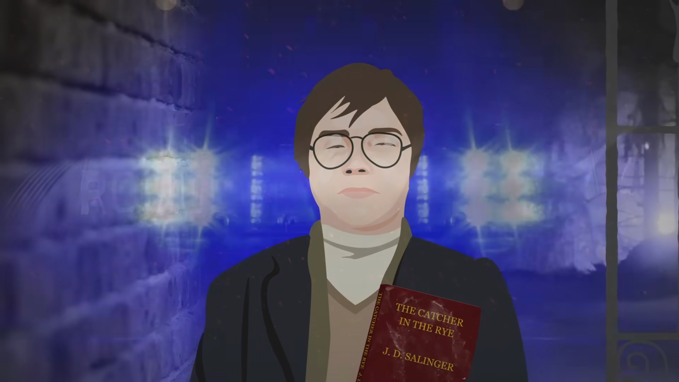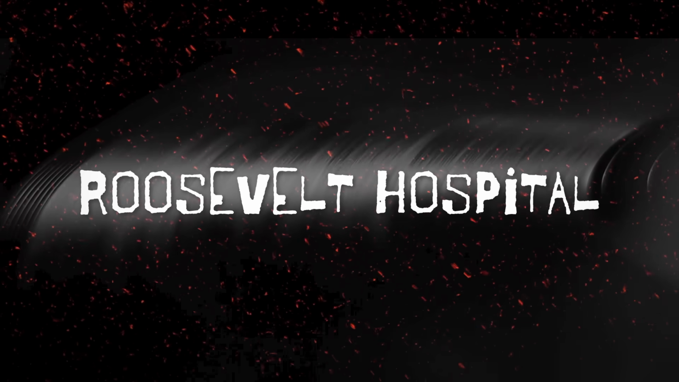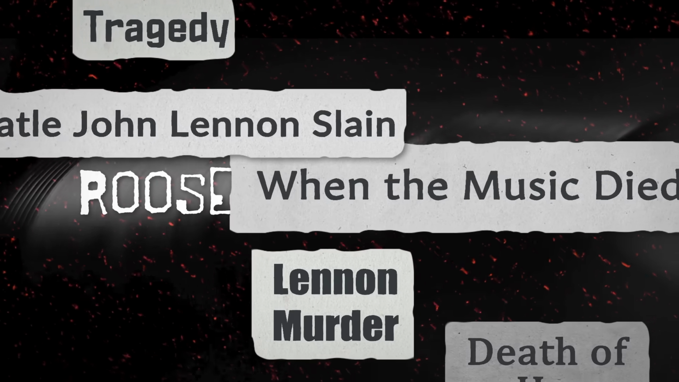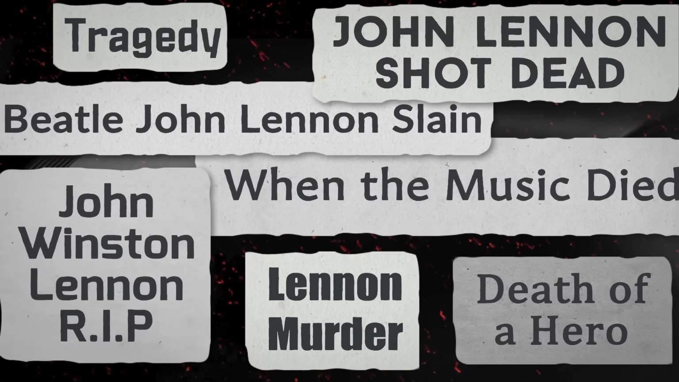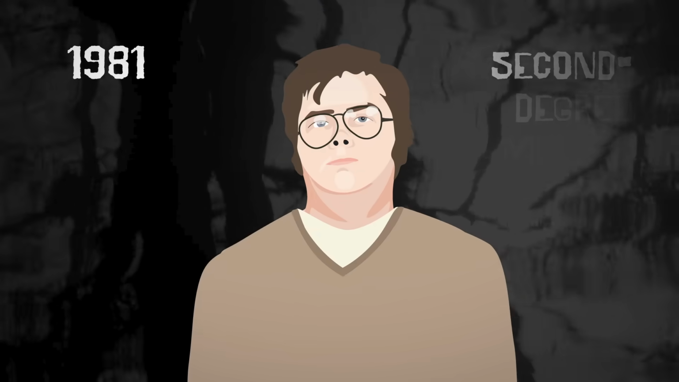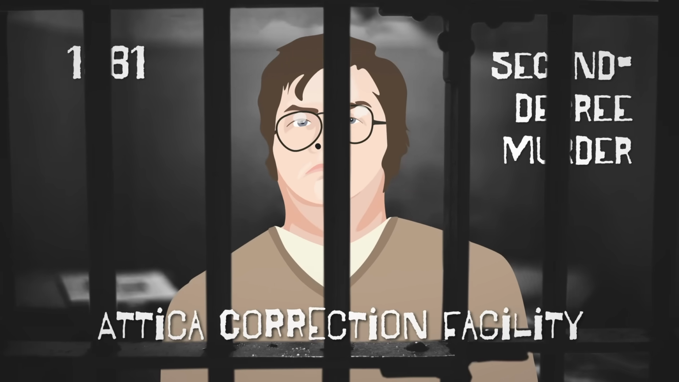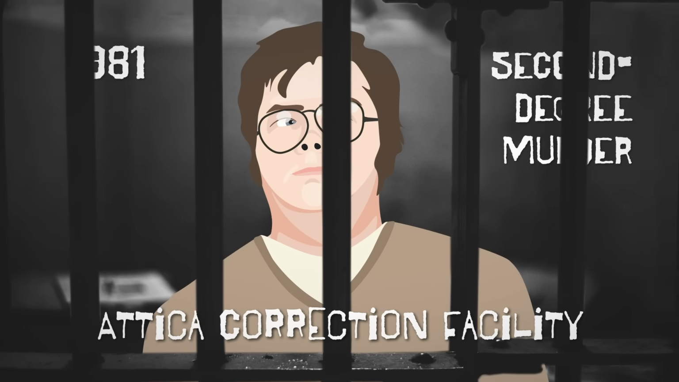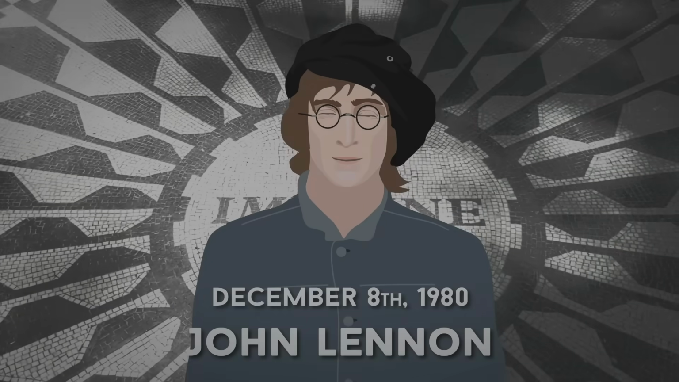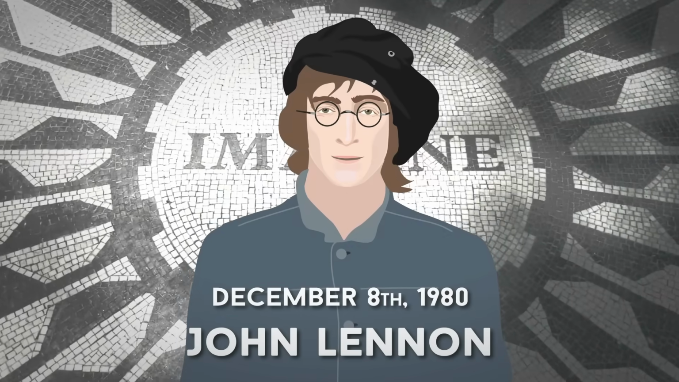John Lennon was quickly taken to a nearby hospital, where he was pronounced dead a few minutes after arrival. He was just 40 years old. In 1981, Mark Chapman was charged with second-degree murder and taken to Attica Correction Facility, the maximum security prison in the state of New York. This is the story of John Lennon's assassination. This is how it was.